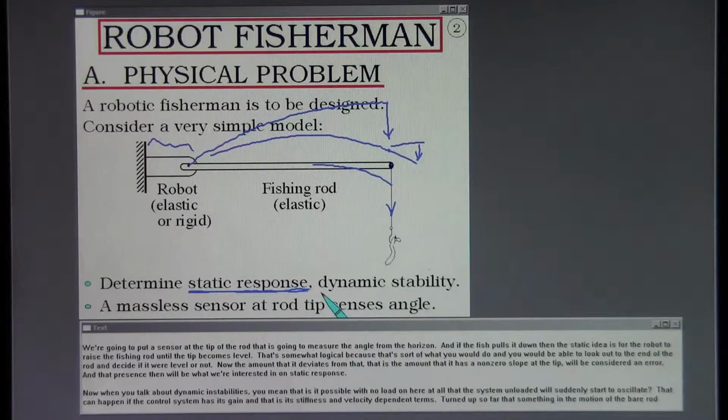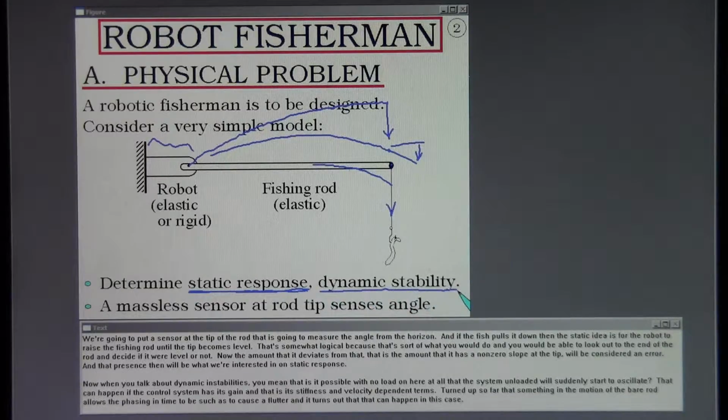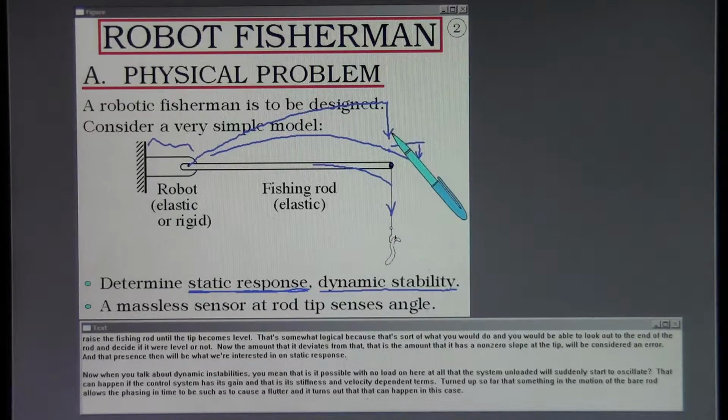Now when you talk about dynamic instabilities, you mean that is it possible with no load on here at all that the system unloaded will suddenly start to oscillate? That can happen if the control system has its gain, and that is its stiffness and velocity dependent terms, turned up so far that something in the motion of the bare rod allows the phasing in time to be such as to cause a flutter. And it turns out that can happen in this case.